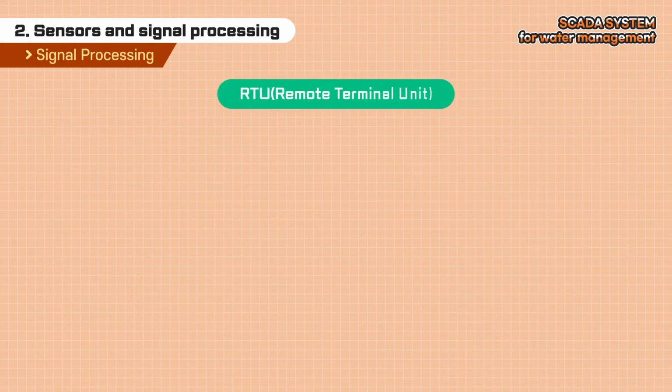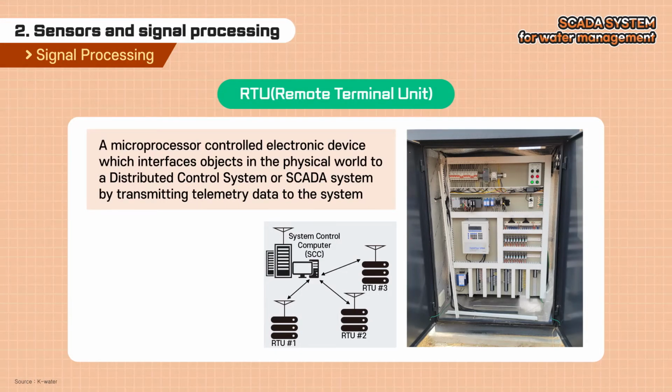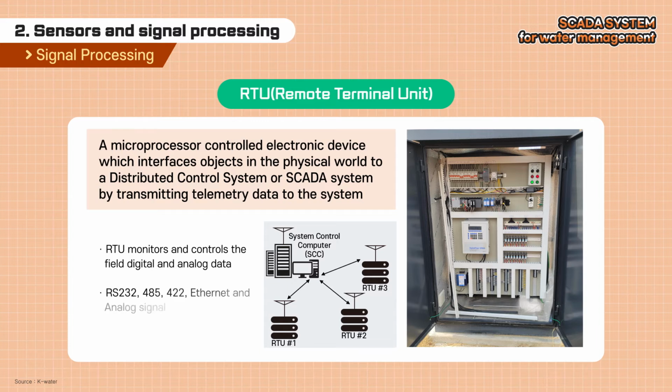Now let's move on to signal processing. The RTU is an electronic device using a microprocessor, which interfaces with objects in the physical world to a DCS or SCADA system by transmitting telemetry data to the system. In addition, the RTU monitors and controls the field digital and analog data and transmits RS 232, 485, 422, Ethernet, and analog signals.